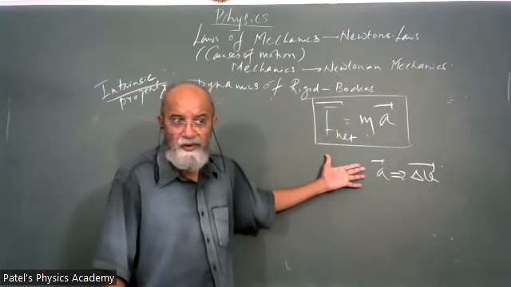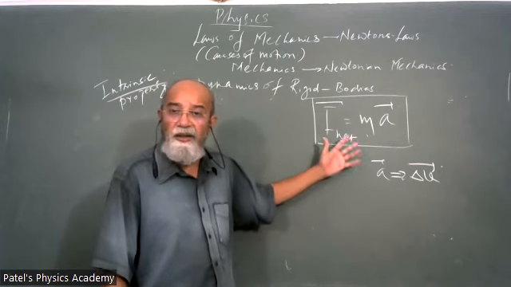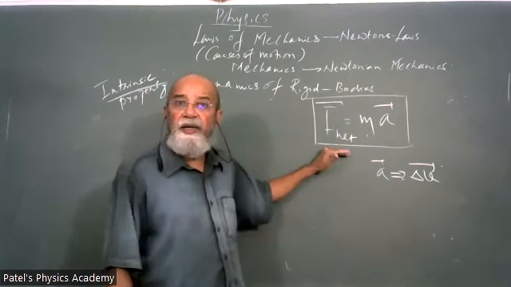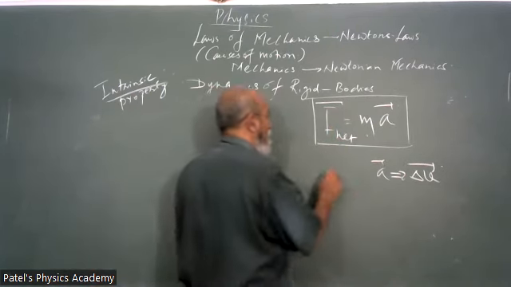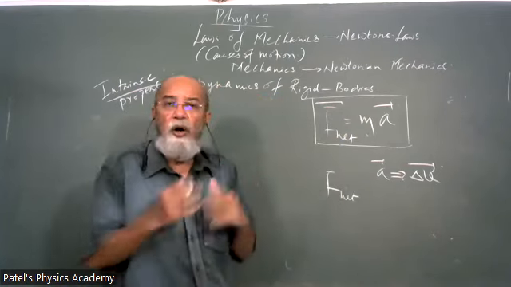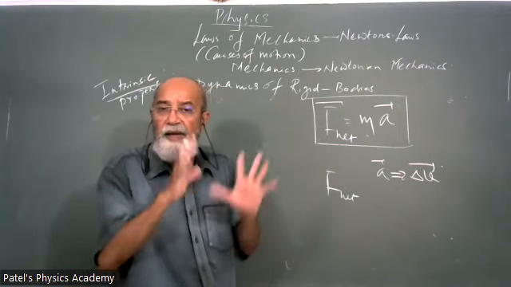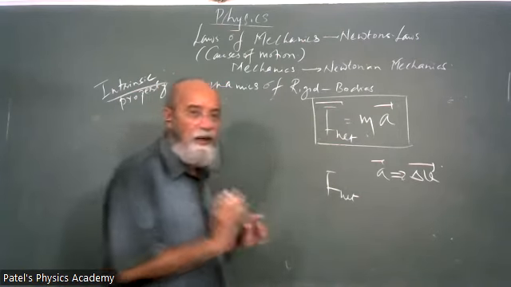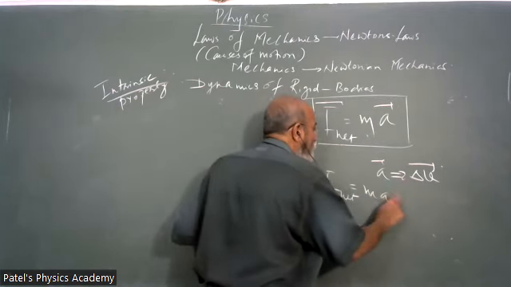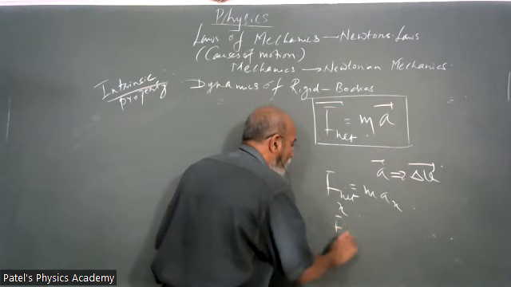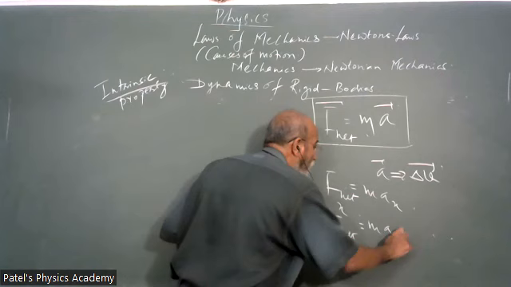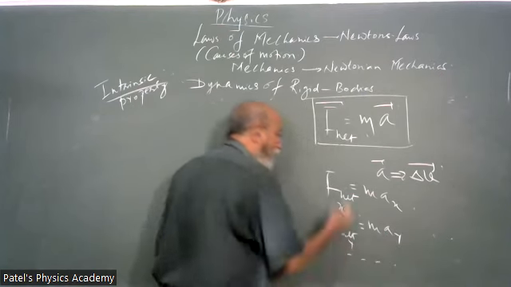You understand? Good. Now, keeping this to one side, I can write a little more. I can break it up into its components along a conventional axis: x-axis, y-axis, z-axis. I can write F net x is equal to m into ax, F net y is equal to m into ay, etc., and z.